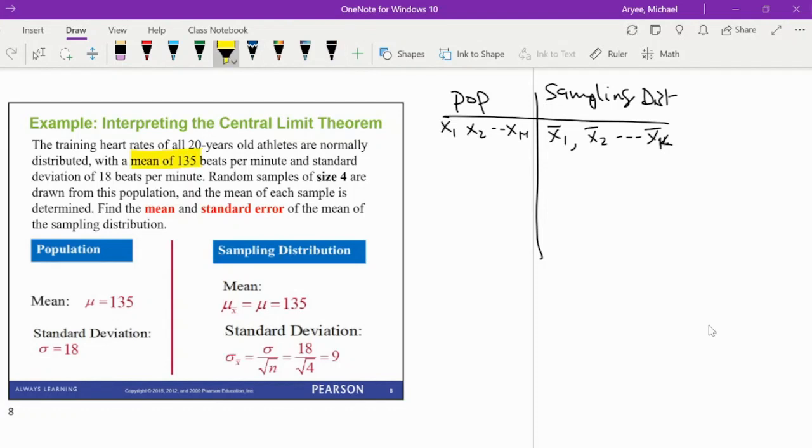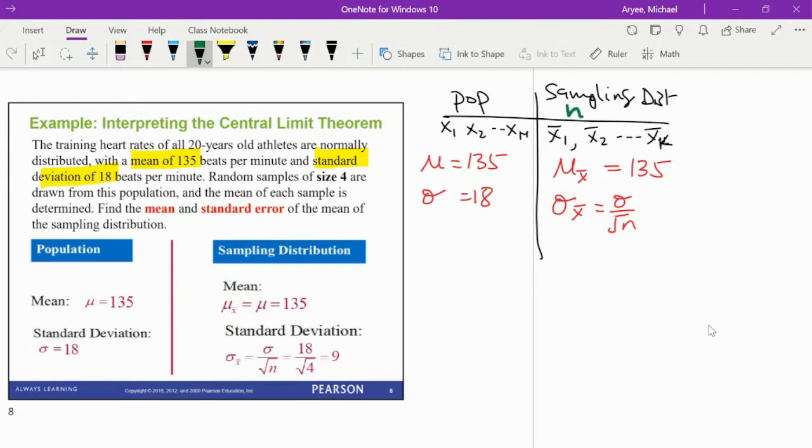Question said that the mean mu is 135, which means that mu subscript x bar will also be 135. That is automatic. Then question said that standard deviation is 18. So sigma is 18. So sigma x bar is sigma over square root of n. I always forget to write my n. Let me write the n here. So n is what? Sample size is 4. N is 4. So I'm going to write 18 divided by square root 4, which gives you 18 over 2. That gives us 9. So we would say that the standard error is 9. So the mean is that, the standard error is that.